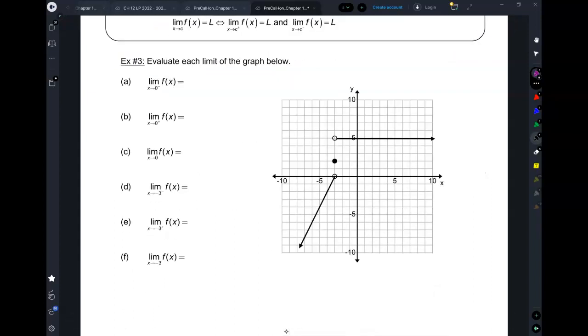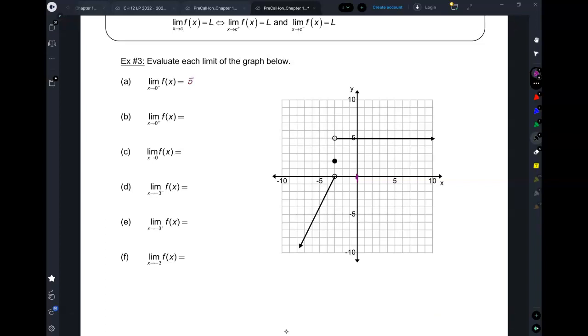So let's take a look at this. Let's find the limit of this function as x approaches 0 from the minus side. So here's x equals 0 right there. X approaches 0 from the negative side is to the left of 0. To the left of 0, what y value is the graph approaching? 5. So this is just 5. That's all you need to look at. You don't look at the other side.